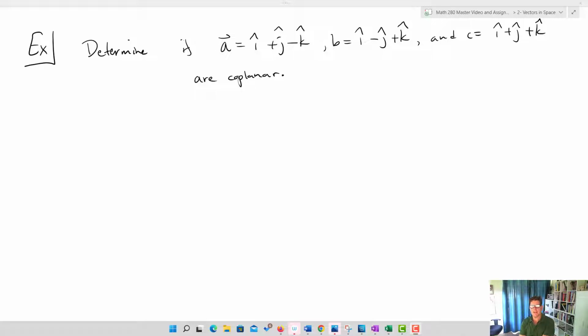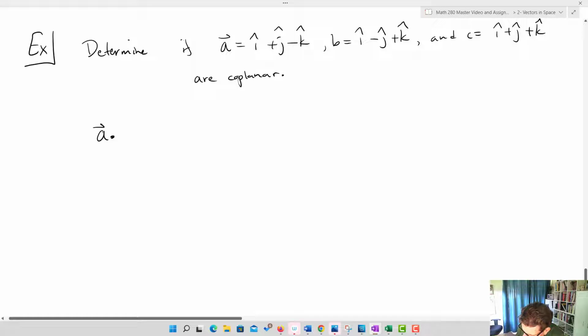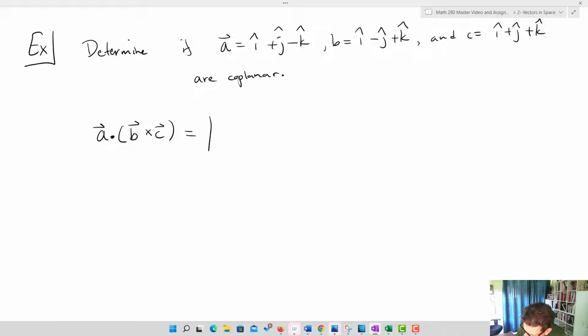So let's determine if A, which is i plus j minus k, B, which is i minus j plus k, and C, which equals i plus j plus k, are coplanar. So what we'll do is find the triple scalar product, A dotted with B cross C, and that's the determinant in this case of 1, 1, negative 1; 1, negative 1, 1; and 1, 1, 1.